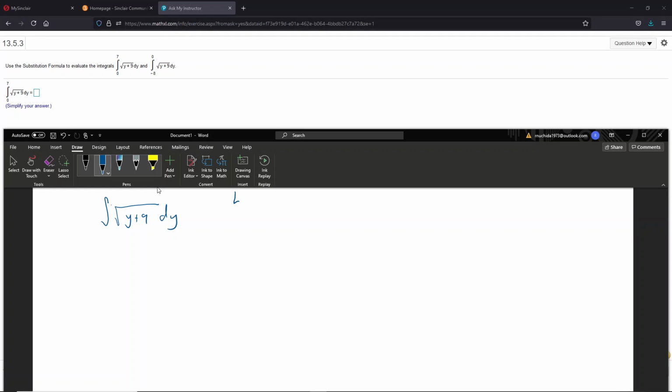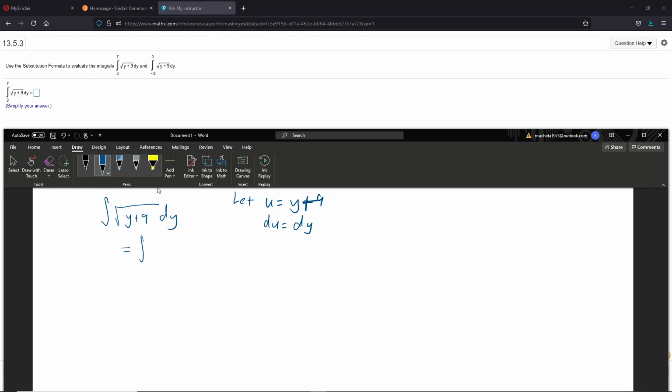So for substitution, let's let u equal y plus 9. That's the function within the other function. It's a function within the square root function. So our du, well, take the derivative of y plus 9. That'll be just what? 1 dy. So du would just be dy. So substitute that into this indefinite integral.